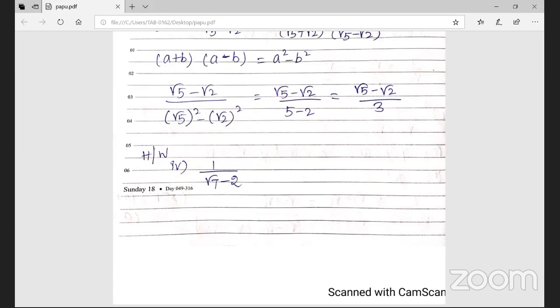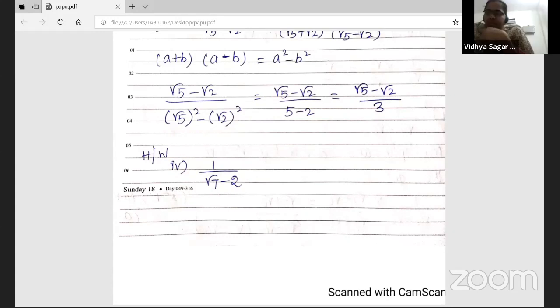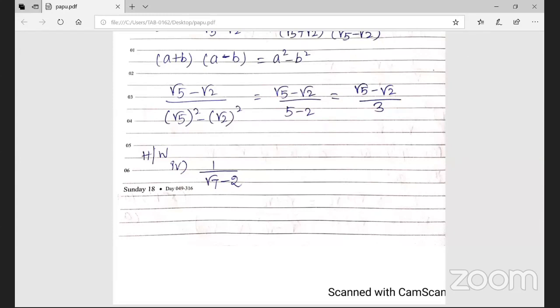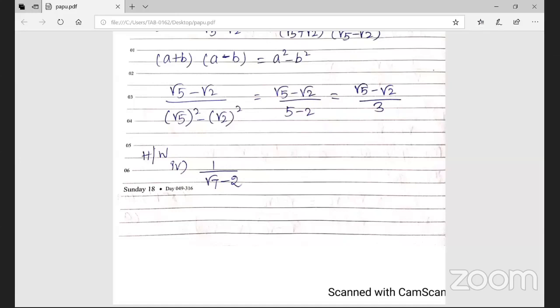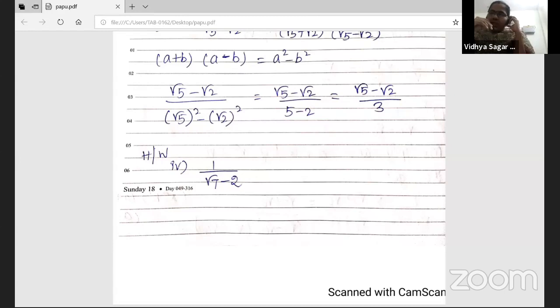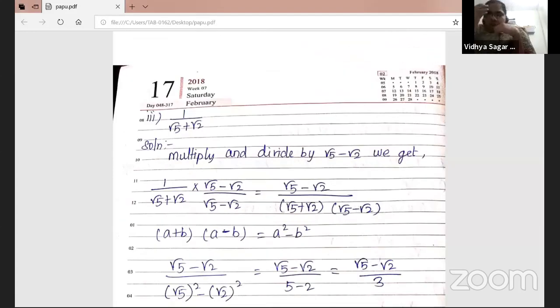I think some of them finished and they gave the answer, ma'am. Yes, hello. What's your doubt, ma'am? Ma'am, in the numerator, can we remove the square root? There is only one number, right? I just want to multiply that. In the numerator, we can't remove the roots.